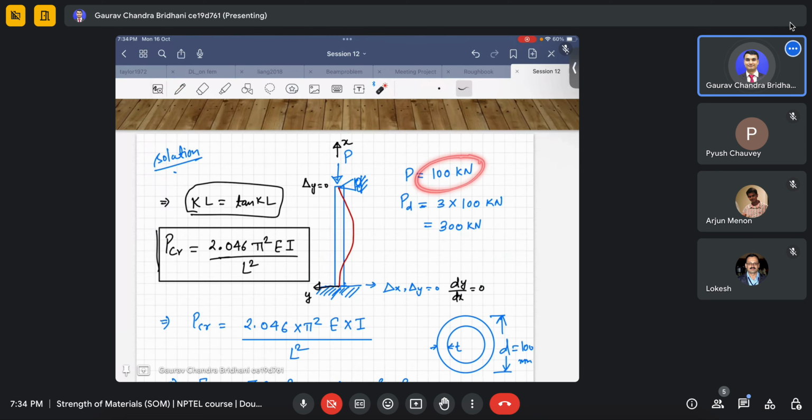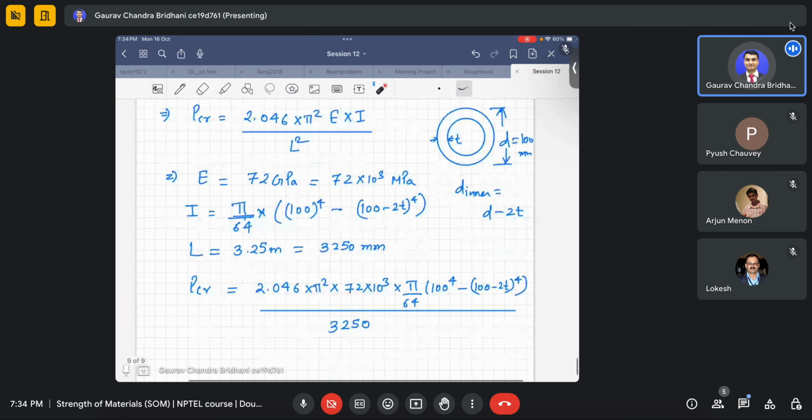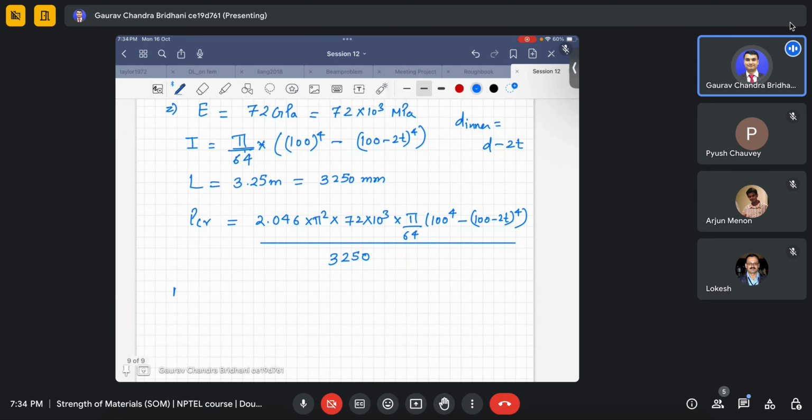The load was 100 kilonewton, and we are asked to have a factor of safety of 3. So how do we define factor of safety? N is P critical over P design. So we multiply the factor of safety with the design load. So this should be less than or equal to 300, and here it is kilonewton, so 10 to the power 3.